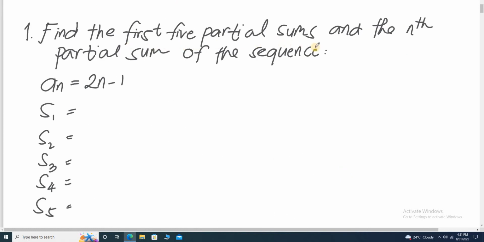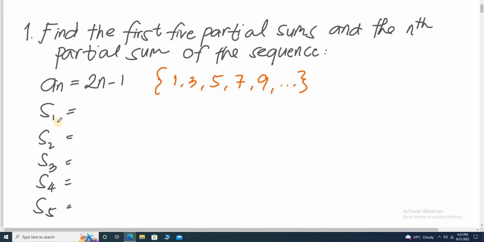Find the first 5 partial sums and the nth partial sum of the sequence a sub n is equal to 2n minus 1. So let me write the sequence here. I have my braces. So if n is 1, that would be 1 times 2 minus 1 is 1. If n is 2, that's 4 minus 1 is 3. If n is 3, that would be 6 minus 1, that's 5. If n is 4, that would be 8 minus 1 is 7. If n is 5, that would be 10 minus 1 is 9. Okay, so that's my sequence.